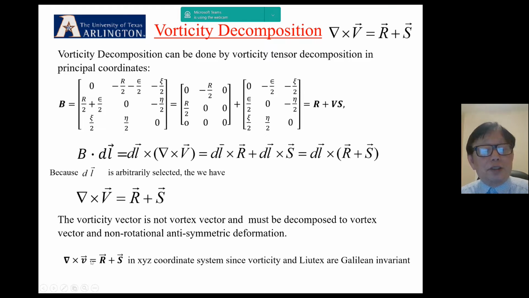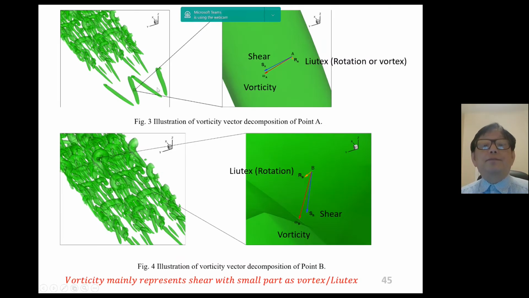This decomposition is easy to do for different coordinates, since R, S, and vorticity are Galilean invariant, not related to coordinates. We look at this, the early fluid transition. In the lambda vortex, we pick one point to check what is vorticity, the red one, is large. What is the Rortex, the rotation? It is small. So the major part of the vorticity is shear, not rotation.